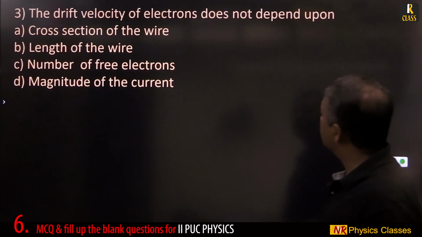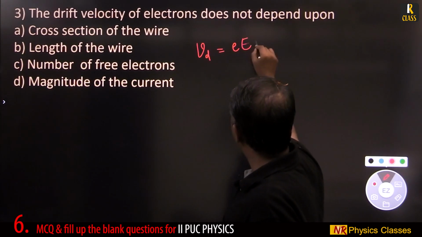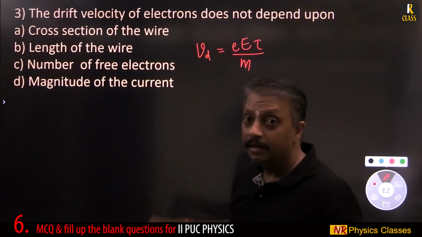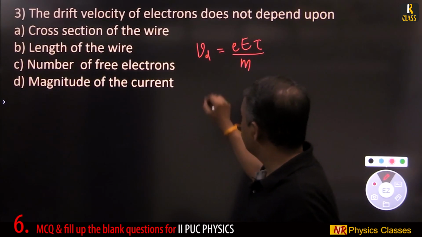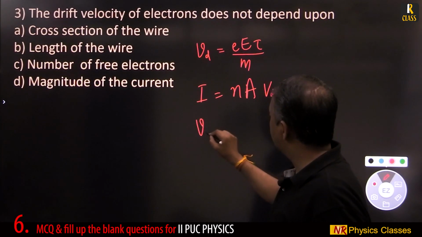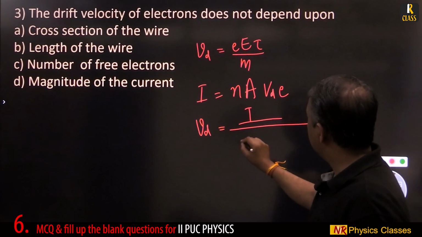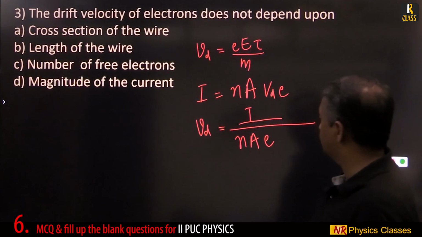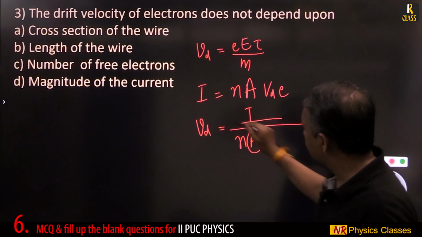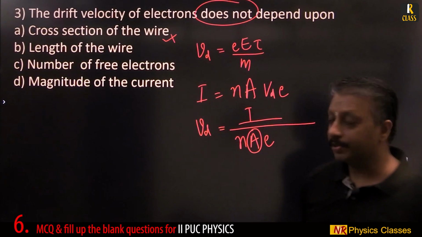The drift velocity of electrons does not depend upon which of the following? Drift velocity equals E tau by m. There is one more expression for drift velocity: I equals N A VD E. Therefore, drift velocity, on rearranging, is current by N A E. Area of cross section of the wire: drift velocity depends on the area of cross section, so it is not the option.